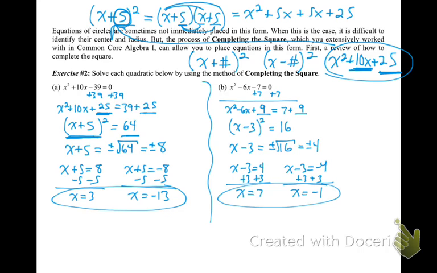Hopefully you got those. If not, we're going to have more practice in the next few problems. Pause the video now, write down anything you need to before we move on to the next example.